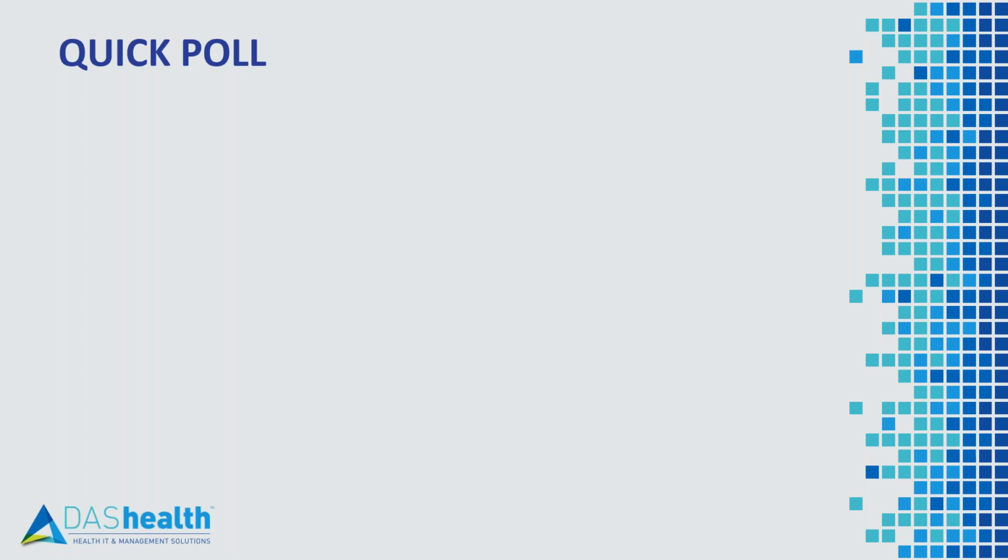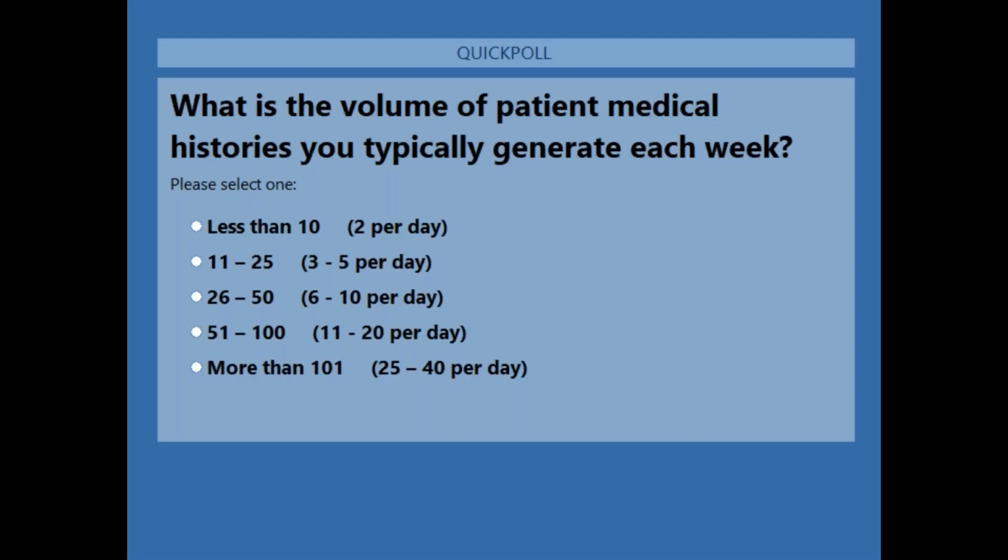Second question is, what is the volume of patient medical histories you typically generate each week? Let me go ahead and launch that. Is that less than 10 medical record requests a week? 11 to 25, 26 to 50, 51 to 100 in a week, or more than 100?